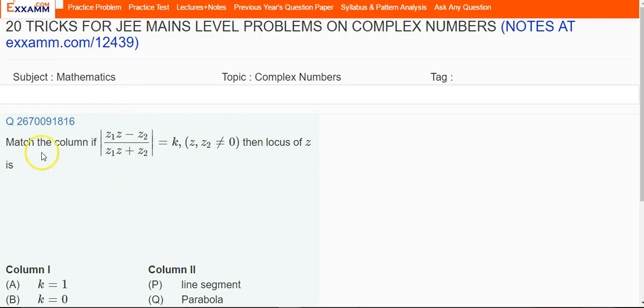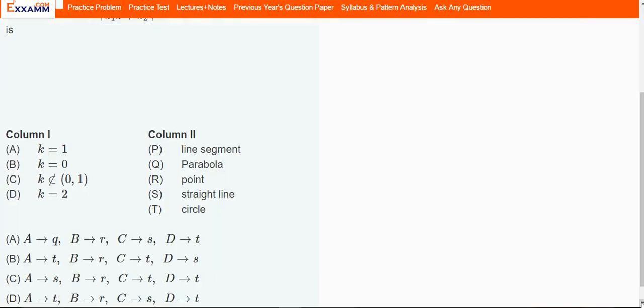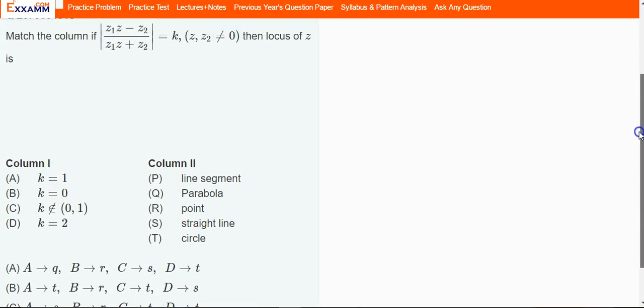Here modulus of z1 z minus z2 upon z1 z plus z2 has been given to be equal to k, and we have been asked, for different values of k, what would be the graph that this particular equality would represent.